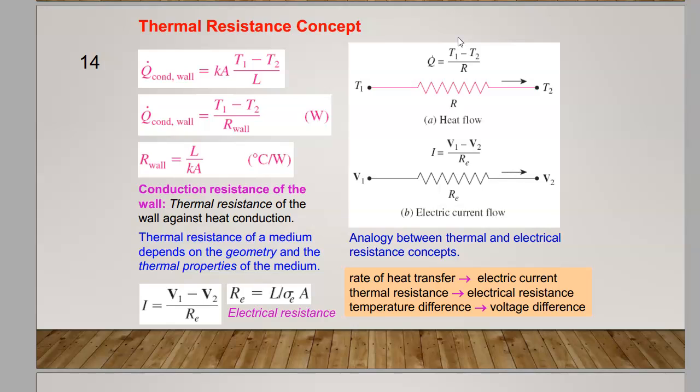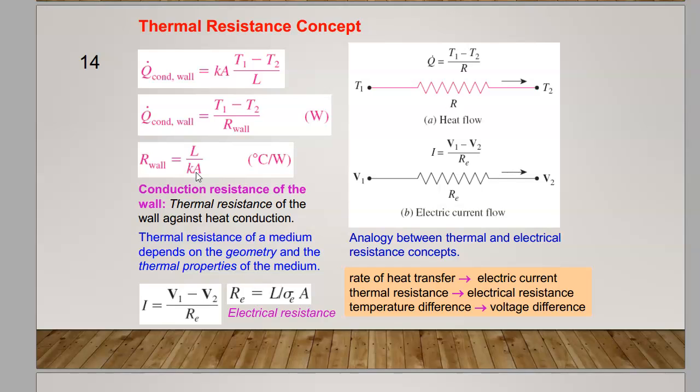Basically, what you already understand is Q conduction, and Q conduction wall means the heat transfer in the wall. Q conduction wall is equal to kA (T1 minus T2), or delta T, over L, where L is the thickness. This can be rewritten as (T1 minus T2) over R wall. So what is R wall? R wall is equal to L over kA.